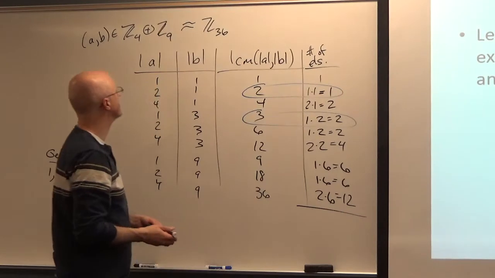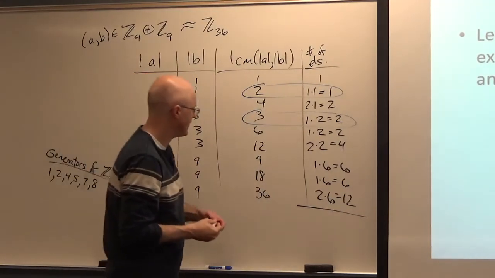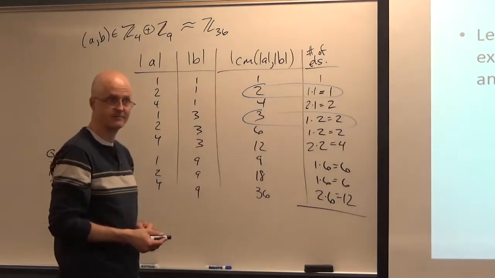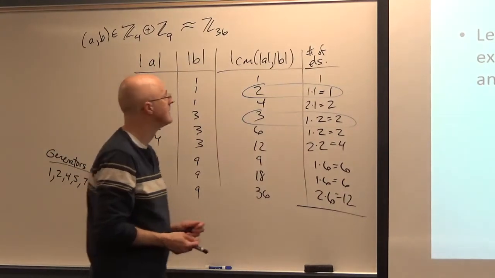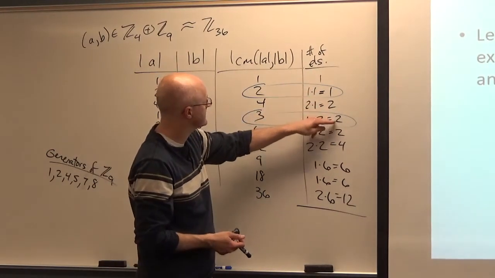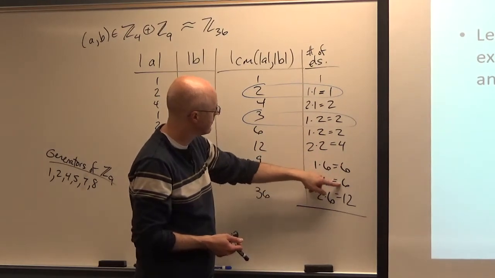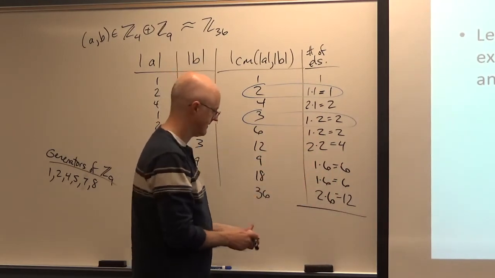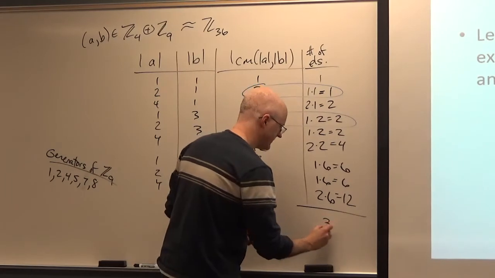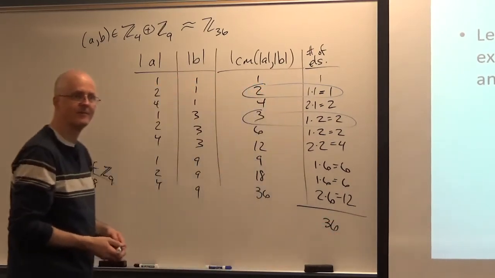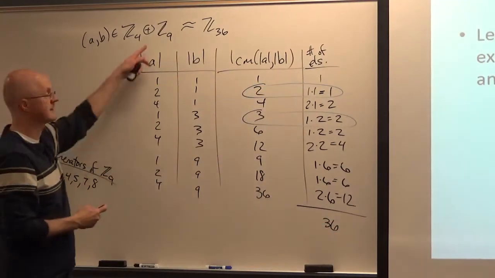Altogether, these should add up to 36, the number of elements, and we do have generators. We've got 12 generators, so it is a cyclic group. 1, 2, 4, 6, 8, 18, with the 4 and 6, 24, 36. The total is 36 here. As it should be, this has got 36 elements.